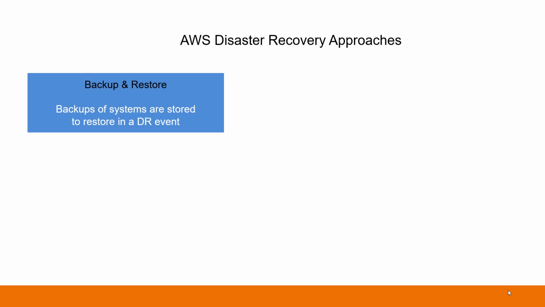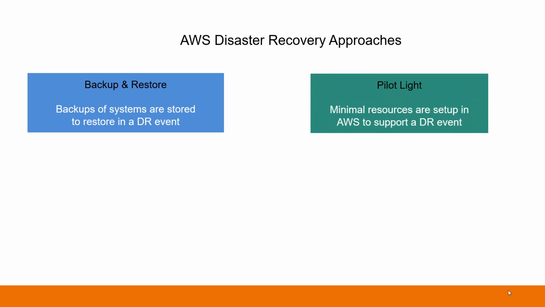Next is Pilot Light. This is a step beyond backup and restore. In this case, minimal resources are set up in AWS to support. Now, this could be something like you keep a version of your database server that's actually being replicated from your master server into the data server, so that if this event occurs, you could shift over the traffic, scale up and be able to support the needs within AWS.